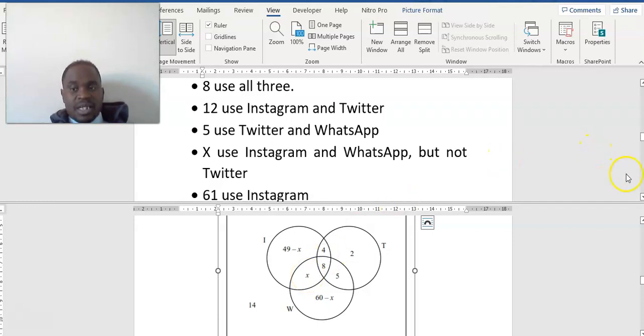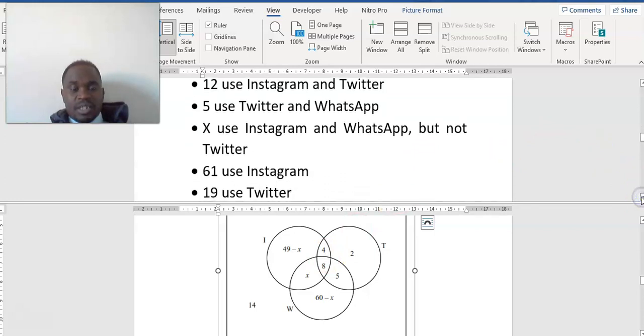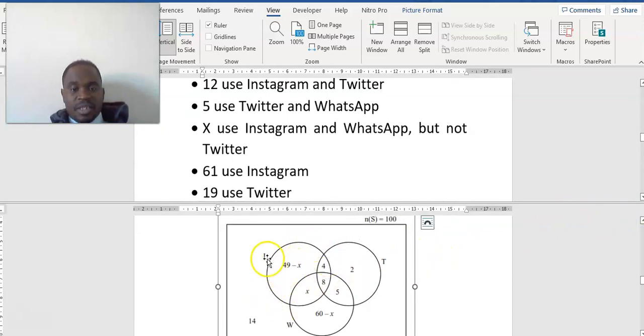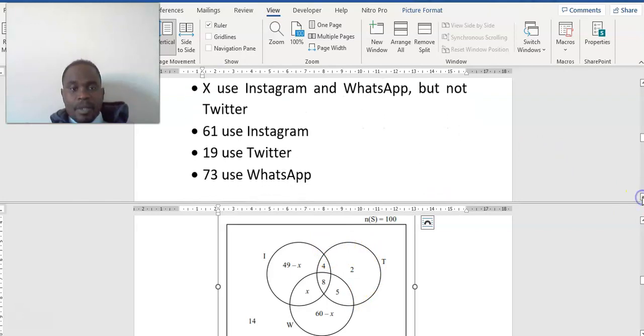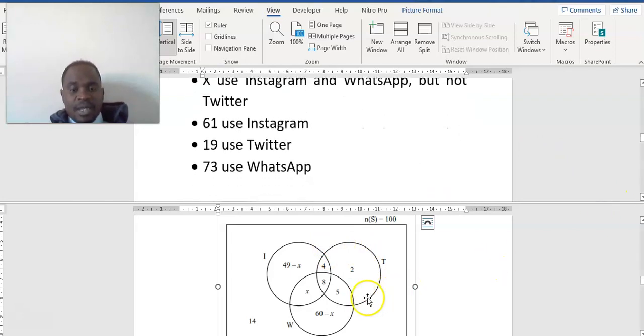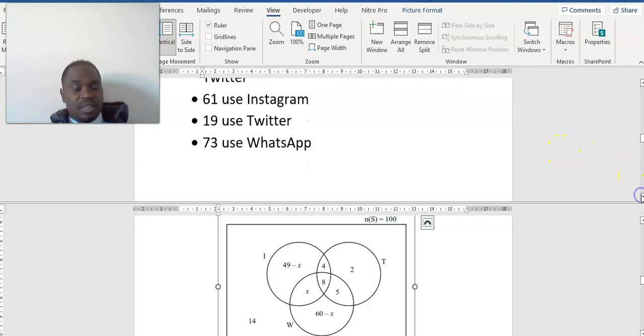Then the question continues to say that 61 use Instagram. So it means this side, Instagram, the whole of this is Instagram, which is 61. Alright. Then 19 use Twitter. The whole of this is what? 19. The whole of this circle. This is Twitter. The whole of this is 19. Then 73 use WhatsApp. Where is WhatsApp? So the whole of this is WhatsApp. Okay, so these are the information given to us.